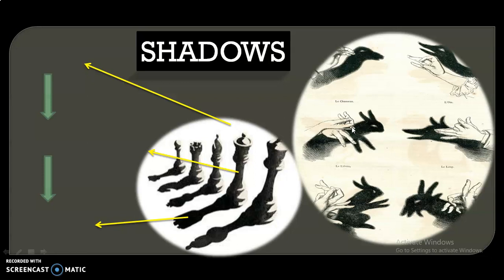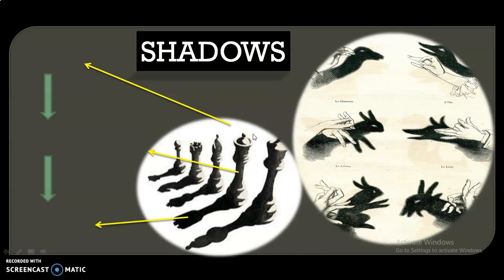Similarly, by using our palm and fingers, we can also produce dark images. For example, let us see here. Here we can find the images of birds, of rabbit, of dog. So what is actually happening here? There is a source of light somewhere.